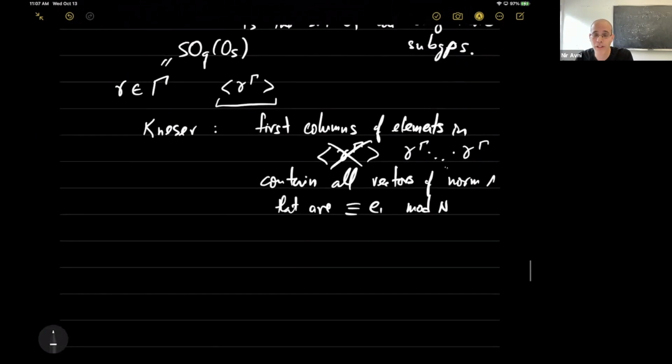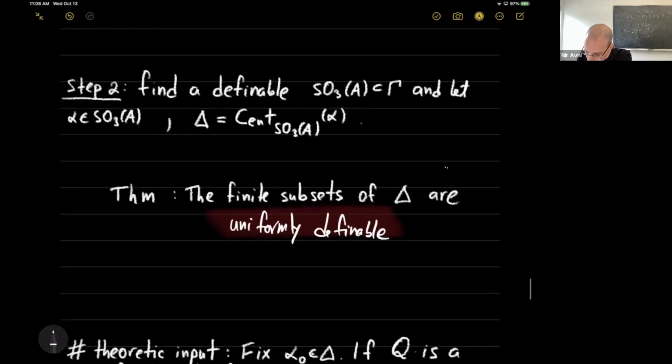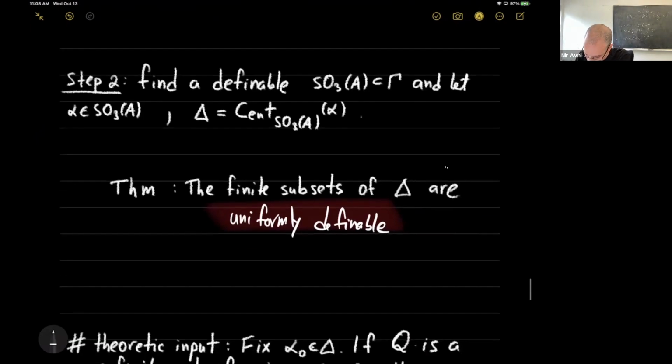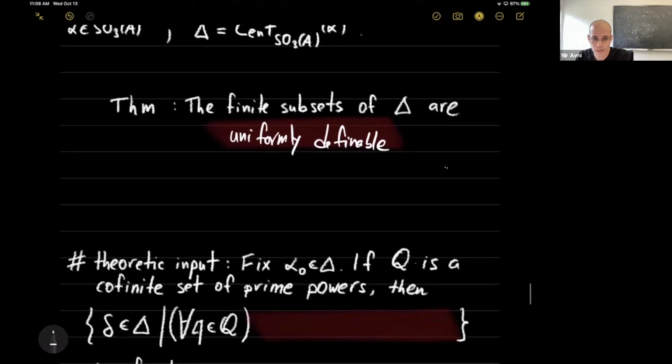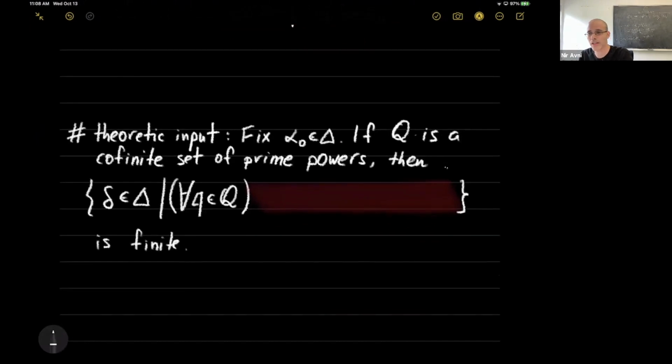So now I'm going to quantify freely over congruent subgroups, or even over primes, prime congruent subgroups, and so on. And now the second step is to show that the finite subsets of my torus are uniformly definable. That's a big step, because if you have a structure, it's a very strong statement that you can quantify over finite subsets of a structure. And here there's a number theoretic input. Let me say that maybe I won't write it, in the interest of time.